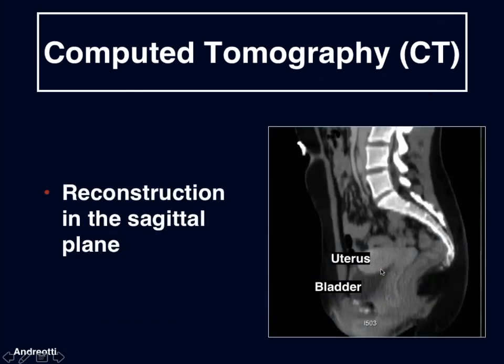And we can also reconstruct this in the coronal plane showing the uterus and the bladder. But you can see here that the detail of the organs using CT is really quite limited compared to the nicer architecture that we have when we use sonography.